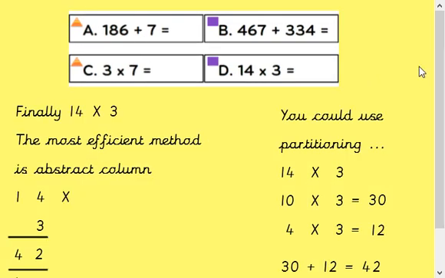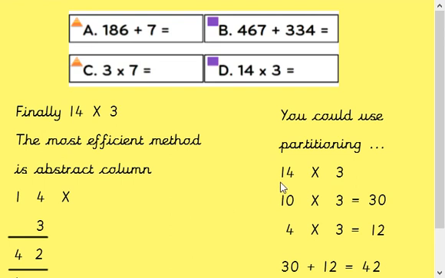The final question is 14 times 3. Again, the most efficient method would be that of abstract column, short multiplication. Here you can see that we've multiplied 4 times 3 to get 12, and 3 times 1, and we've added the 1 we carried in to make it 42. Is there another way though? Well, we could have partitioned the number if we wanted to.